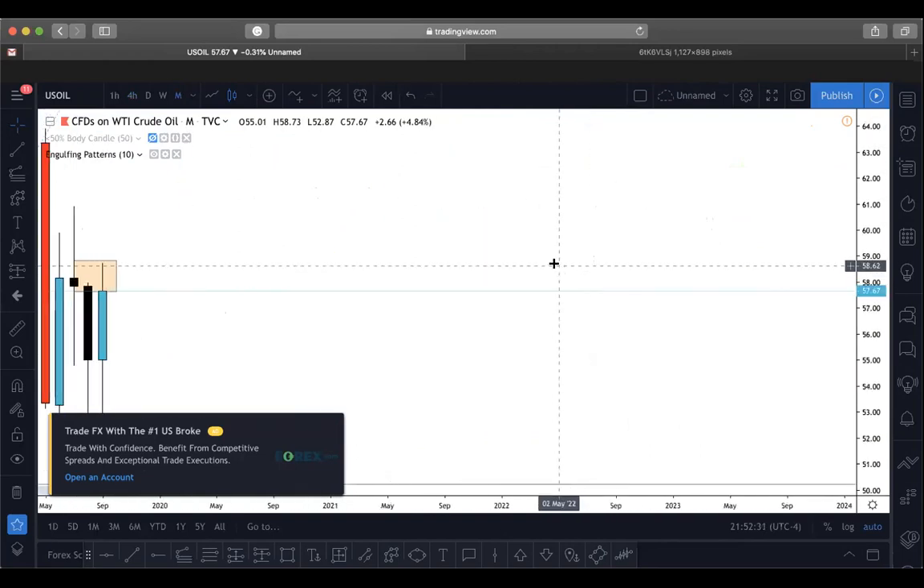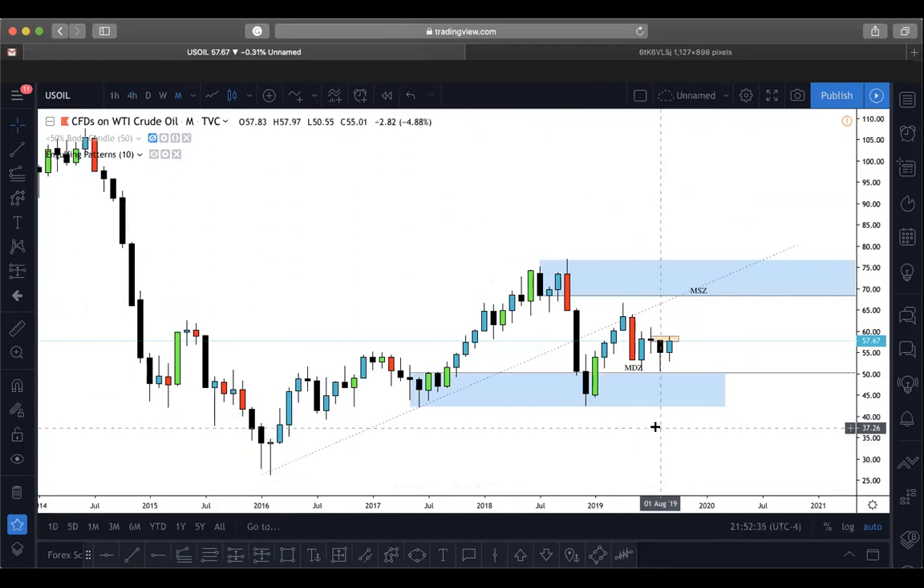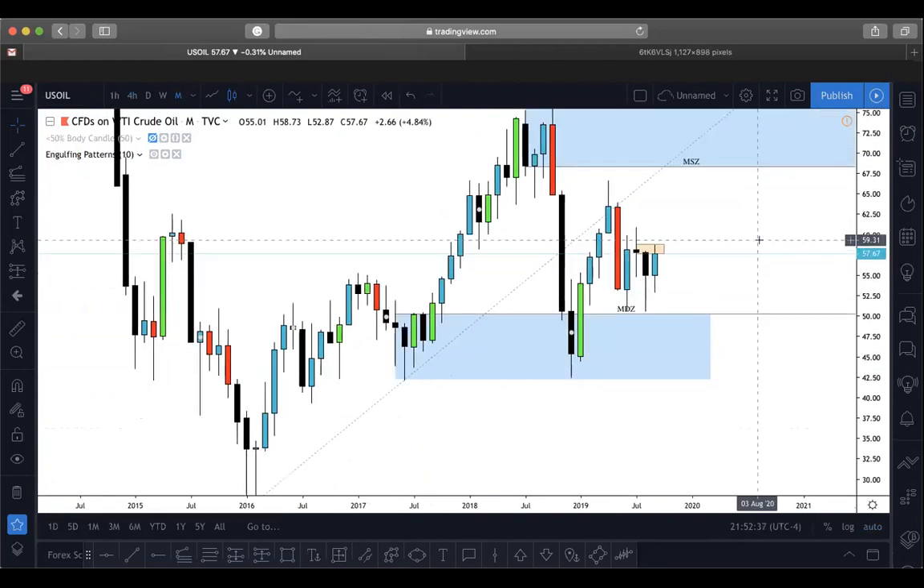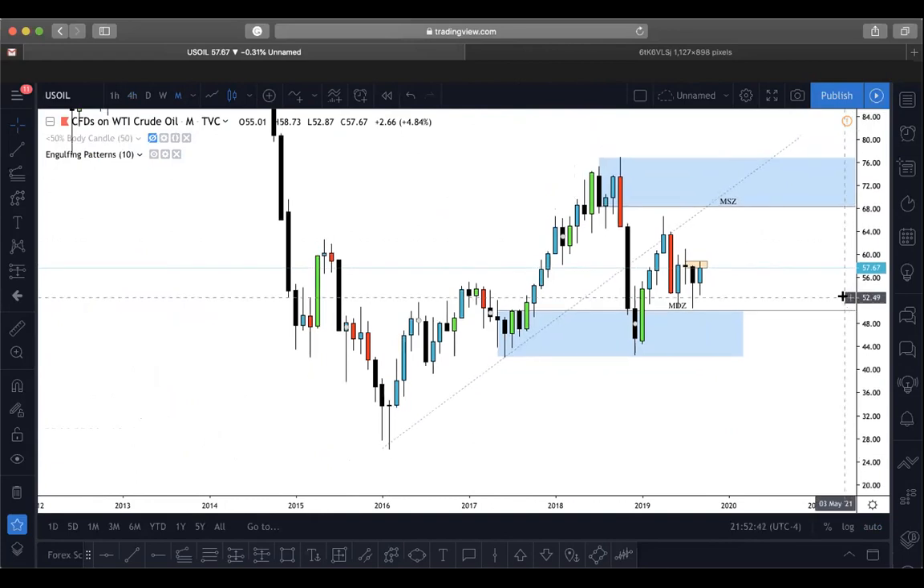So this is oil, right? This is the weekly chart on oil. I have a trend line. Remember what I say, the higher the time frame, the stronger the pattern, right? The stronger influence the pattern has on the market. Okay, everybody with me? Hello? Yes.